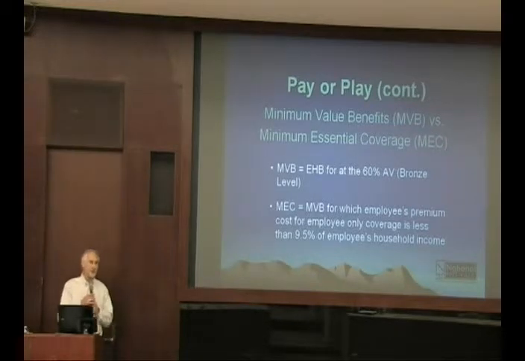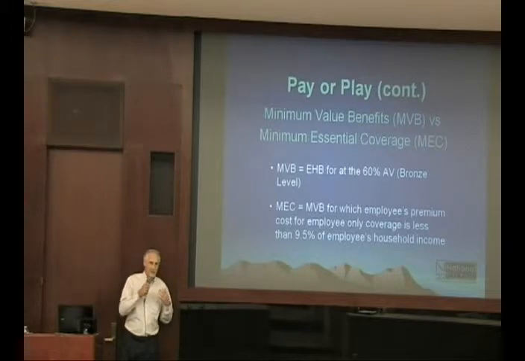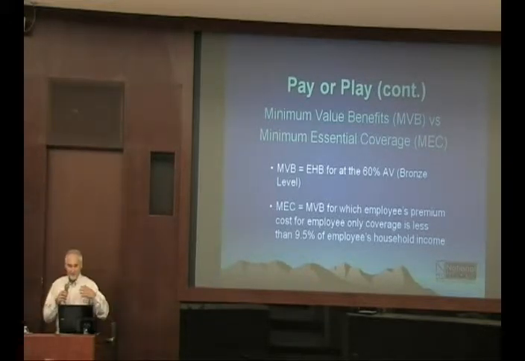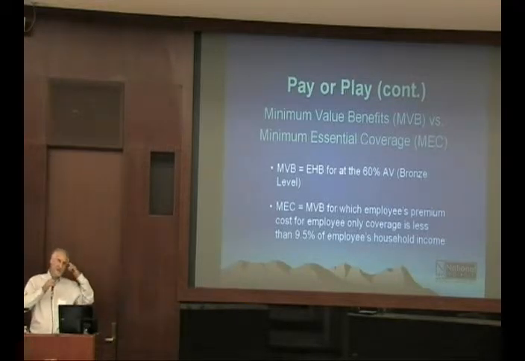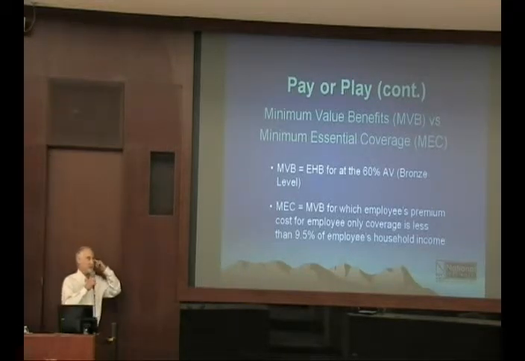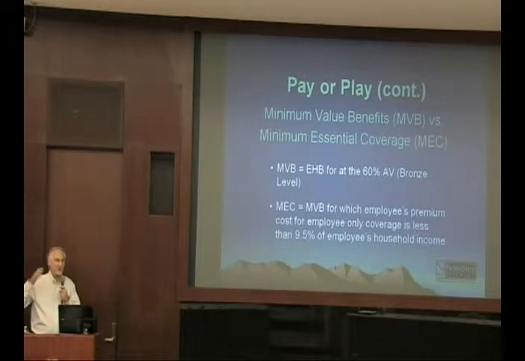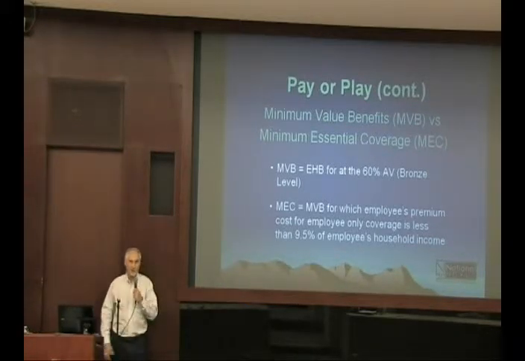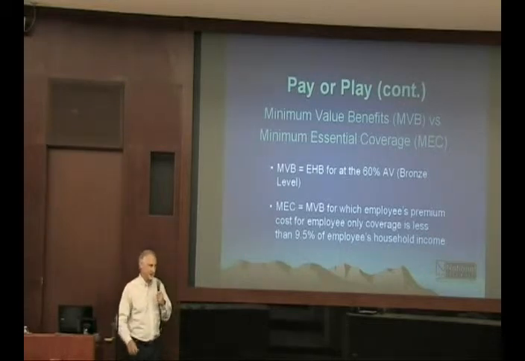And then once you've determined that you've offered a bronze level policy, and therefore the policy is covering 60% of the cost, it comes down to what I was saying earlier. Now you have to decide how much you're going to pay of the premium, because if the cost to the employee is more than 9.5% of that employee's household income, you're subject to a penalty.